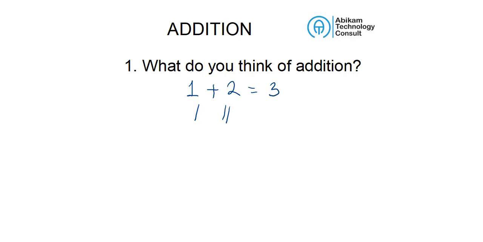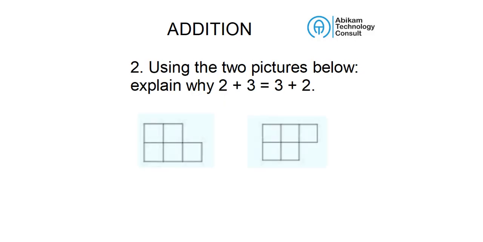So no matter how big the numbers are, the concept remains the same. It is counting together. Okay, let's look at this using the two pictures below. Explain why 2 plus 3 equals 3 plus 2. Don't forget, addition means counting together. For the first picture here, we can see we have 2 squares above 3 squares. So we need to count the number of squares together. And in that case, we have 5 when you count.